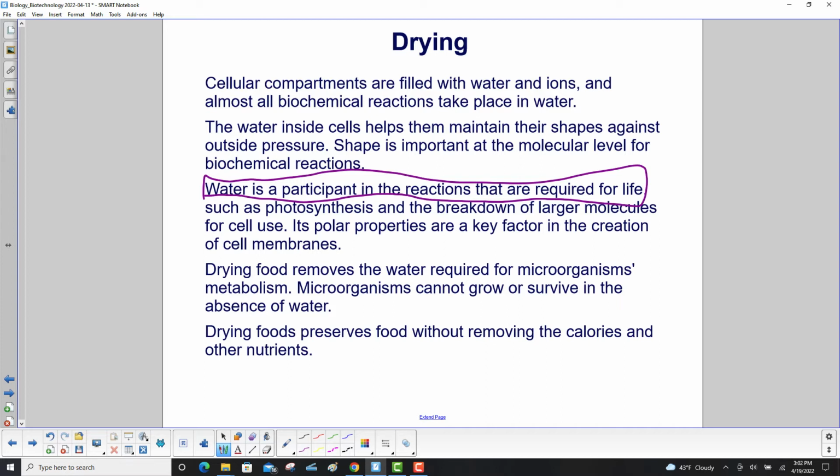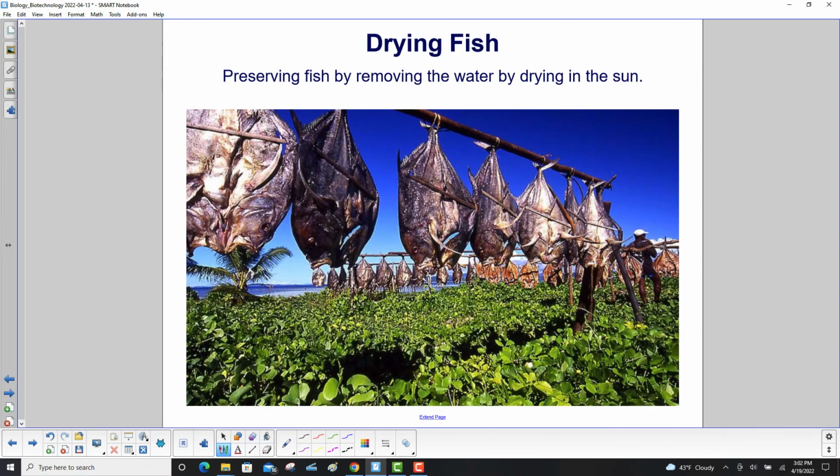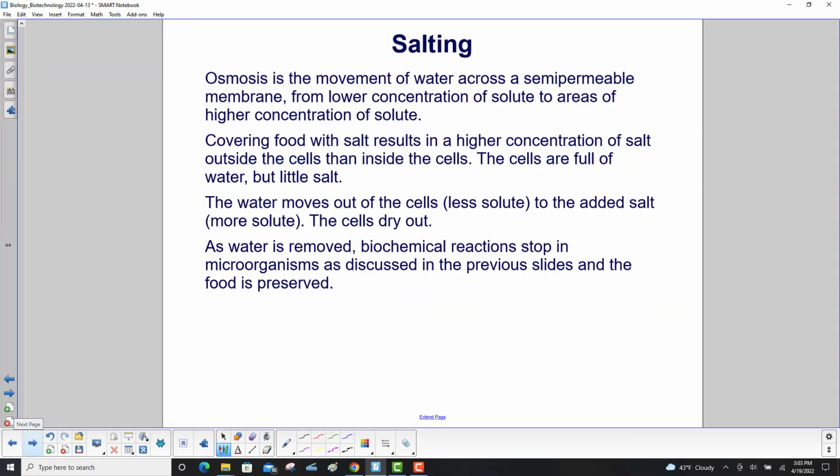Drying food removes the water required for microorganisms' metabolism. They cannot grow or survive in the absence of water. Therefore, drying foods preserves the food without removing the calories and other nutrients. Here's how fish can be preserved. They're drying in the sun and the water is being removed. It's evaporating away from them. Salting, which is actually a form of drying.